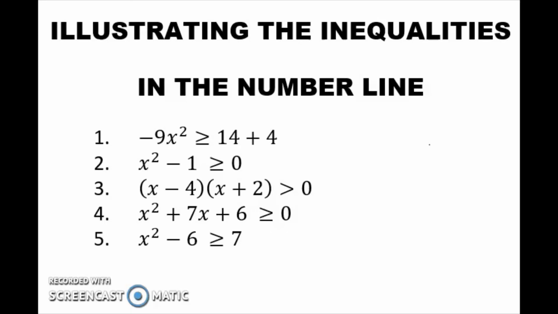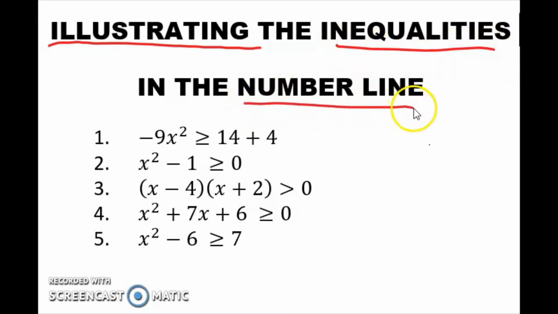For today's video, ang pag-uusapan natin ay illustrating the inequalities in the number line. Now, ang illustrating is the same sa skill ng graphing, okay? Meron na akong video about graphing inequalities pero siguro hindi pa sapat iyon para yung iba ay maintindihan how to graph inequalities in the number line. Kaya gumawa ulit ako ng isa pang video, okay, para mas maintindihan pa ng iba using different examples.